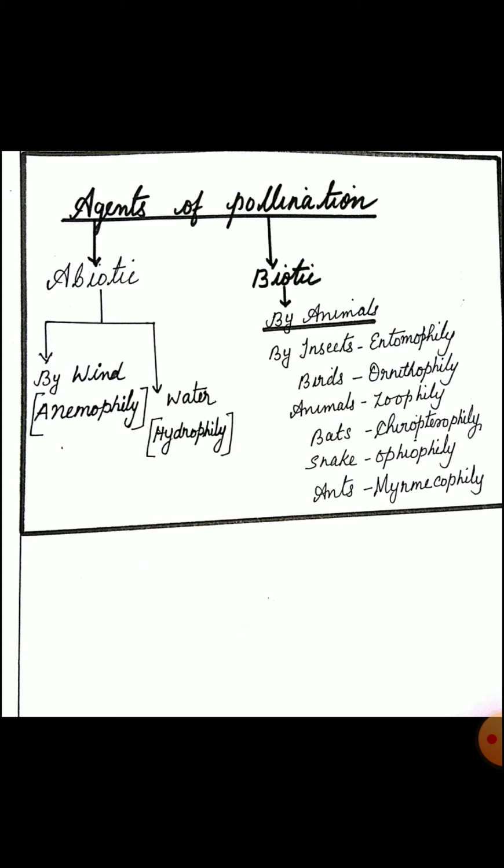Agents of pollination are of two different types, abiotic agents and biotic agents. Abiotic agents are wind and water. Wind pollination is called anemophily, water pollination is called hydrophily. Biotic agents are animals, called zoophily. Insect pollination is called entomophily, birds ornithophily, bats chiropterophily, snake ophiophily, ants myrmecophily, elephants elephophily.